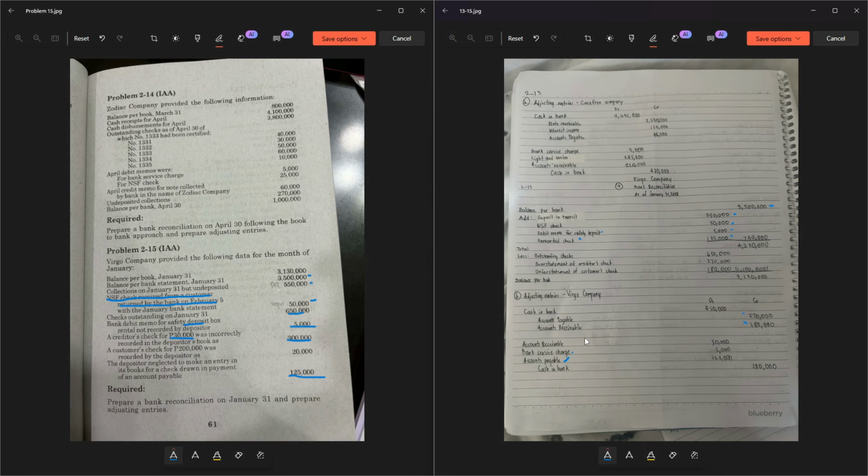Then, sa bank service charge, this one, for the safety deposit, debit memo. So, you just received the debit memo. So, wala pa yun sa books mo. Kailangan mo i-record. Tapos, yung 50,000 na NSF check, same din. Ngayon mo lang din nalaman, kaya need mo din i-record sa books mo. Yun.